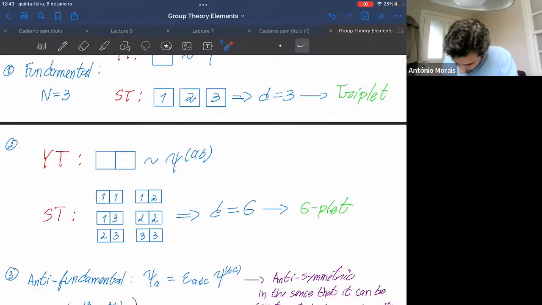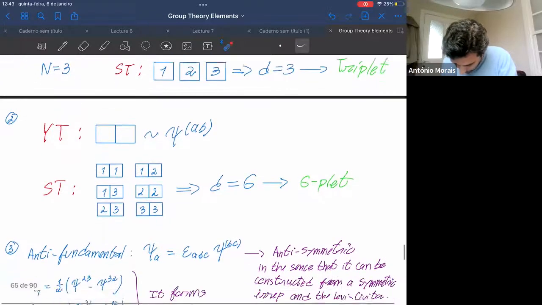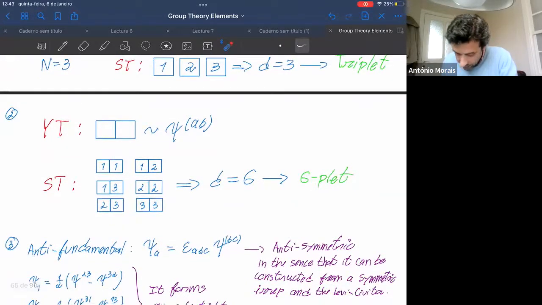Pick up this representation, like the sextuplet, let's say, with the two indices, and plug in the Epsilon tensor. This is what we have done above. We said we can build a fundamental representation with an Epsilon tensor and an n-1 dimensional representation. And this is what we are doing here. We know that this psi A transforms as the anti-fundamental. But if you look at the index structure here, these B and C are anti-symmetric, in the sense that it can be constructed from a symmetric rep and the Levi-Civita tensor.